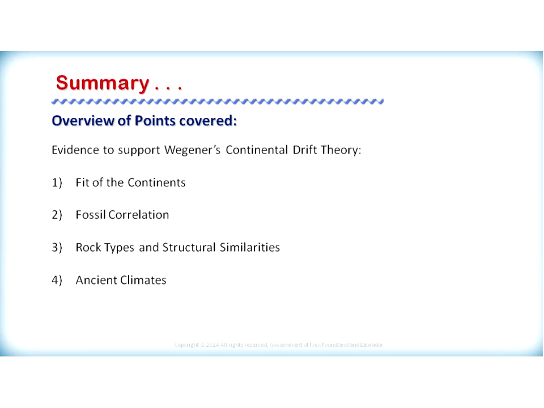In summary, when we look at the plate tectonic theory, evidence to support Wegener's theory includes fit of the continents, fossil correlation, rock types and structural similarities such as mountains, and ancient climates. All four of these pieces of evidence provide overwhelming evidence that the continents that presently exist where they are today were not always at those locations, and they once existed as one big supercontinent, which Wegener referred to as Pangaea.